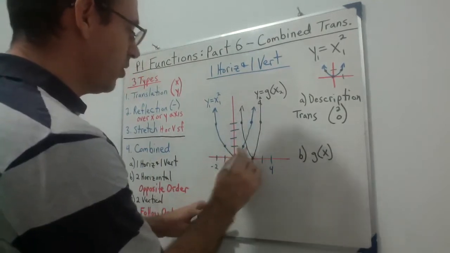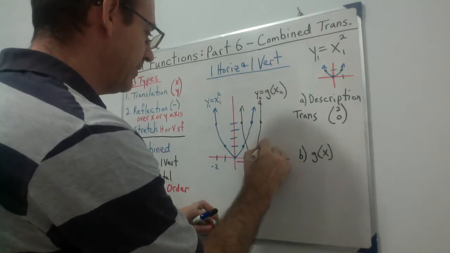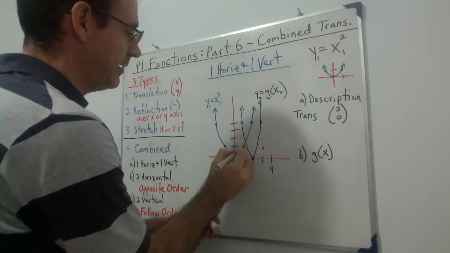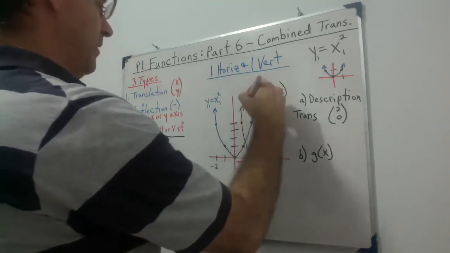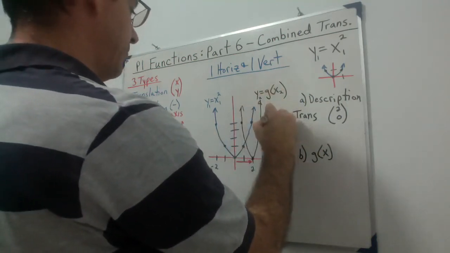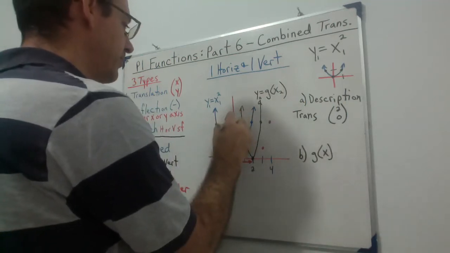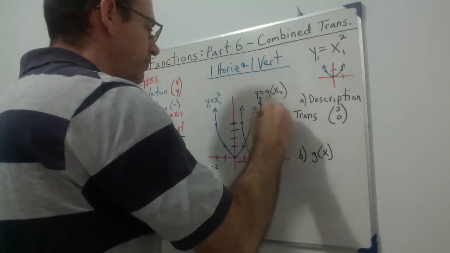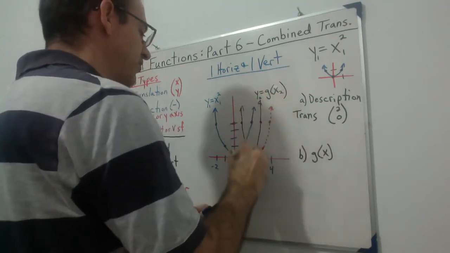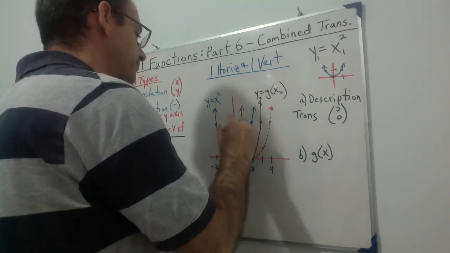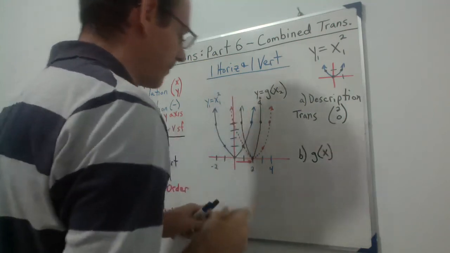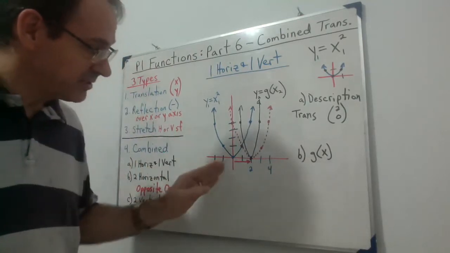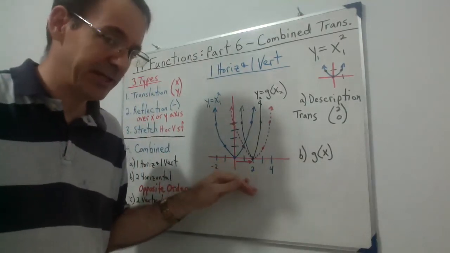So if I move this over 2, it would be right here, and if I move this one over 2, it would be right here, and if I move this one over 2, it would be out here, and this one over 2 would be right there. So I'm just going to put this in dotted. That would be the first transformation. Okay. Now, what I did was just a horizontal transformation.